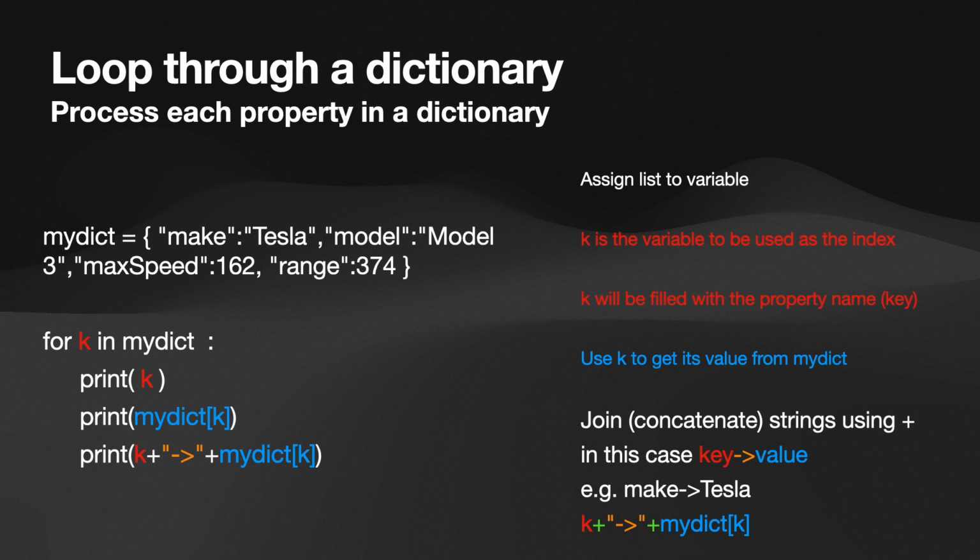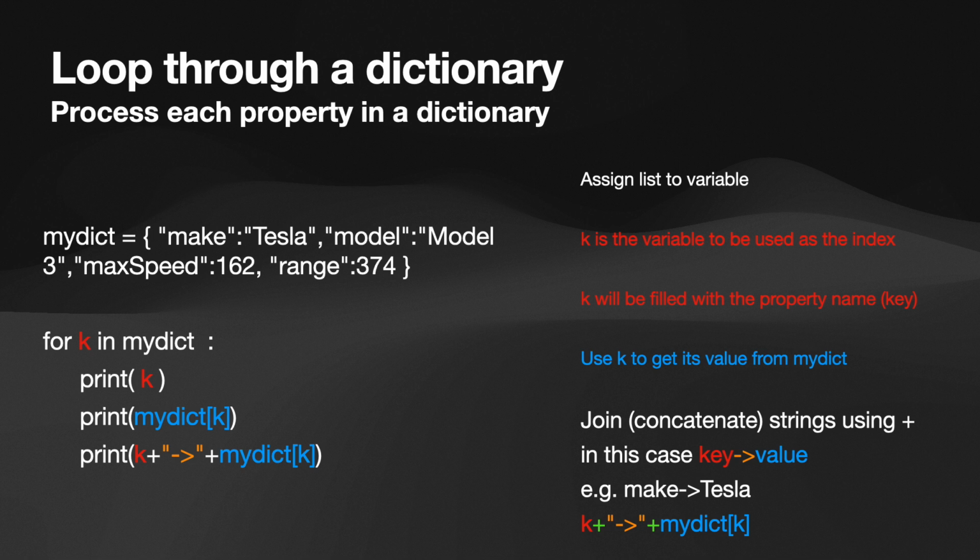And then the bottom one, it looks a little bit complicated, but I'm just concatenating, merging three strings. K, which is the key, so the first time round it's make. I just made a little arrow out of a minus sign and a right chevron, and I've got the myDict_k, which is the value. So it should give me the make, arrow, and then Tesla. And then next time round it will be model, arrow, model 3. So those three things happen one by one each time it goes round.